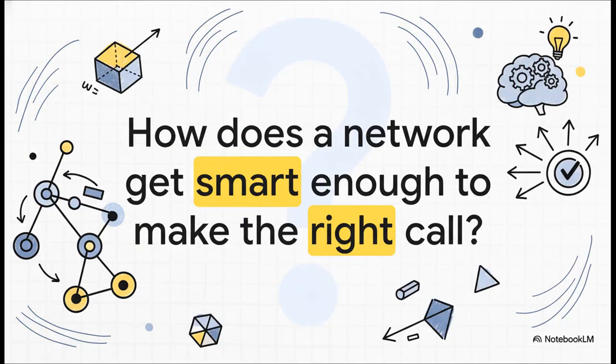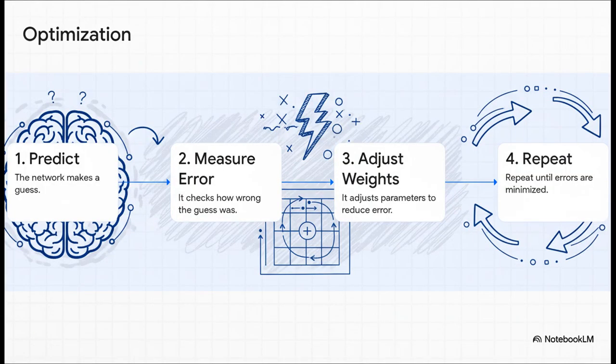And that's the million-dollar question, isn't it? I mean, it's one thing to just multiply a bunch of numbers together, but how does the network figure out which weights are going to lead it to the correct answer? It can't just be guessing, right? It learns through trial and error, but on an absolutely insane scale. The process is called optimization.